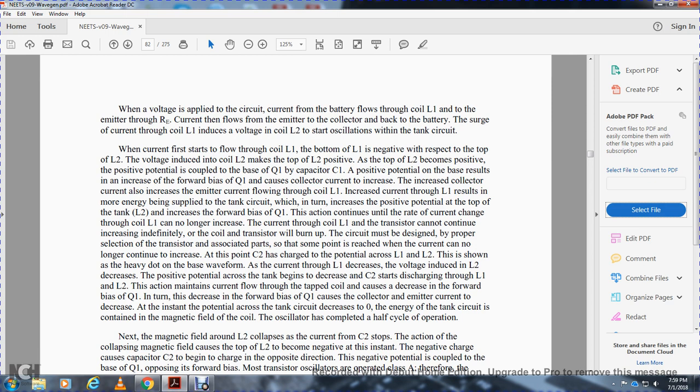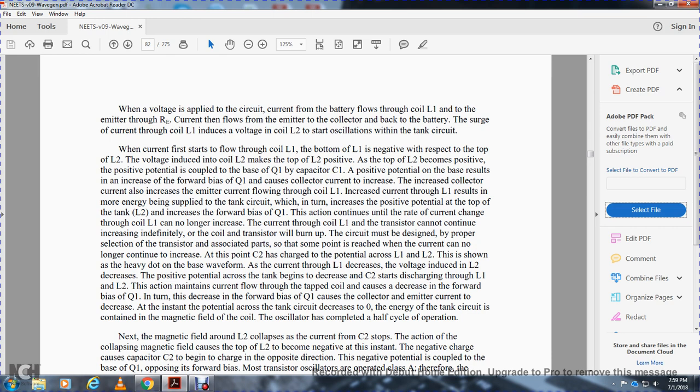The positive potential at the base increases the forward bias of transistor 1, causing the collector current to increase. This increases the emitter current flowing through inductor coil 1. The increase in current through coil 1 results in energy being supplied to the tank circuit, which in turn increases the positive potential at the top of inductor 2 and the forward bias of transistor 1. This continues until the rate of current change through coil 1 no longer increases the current through the coil.